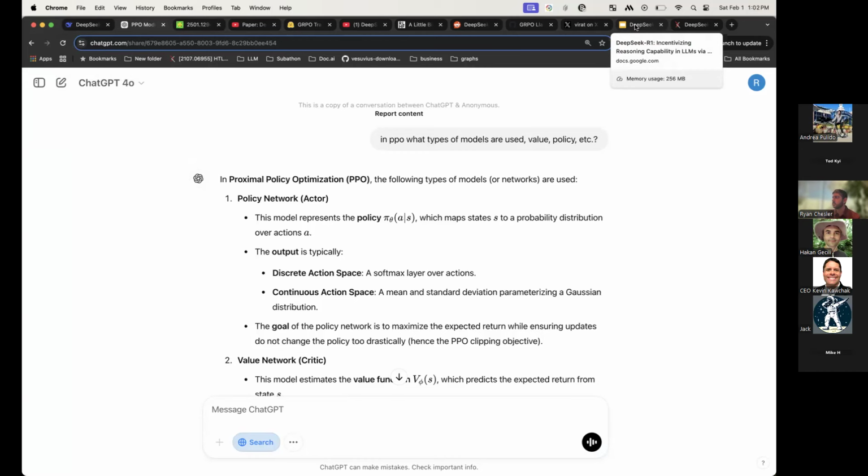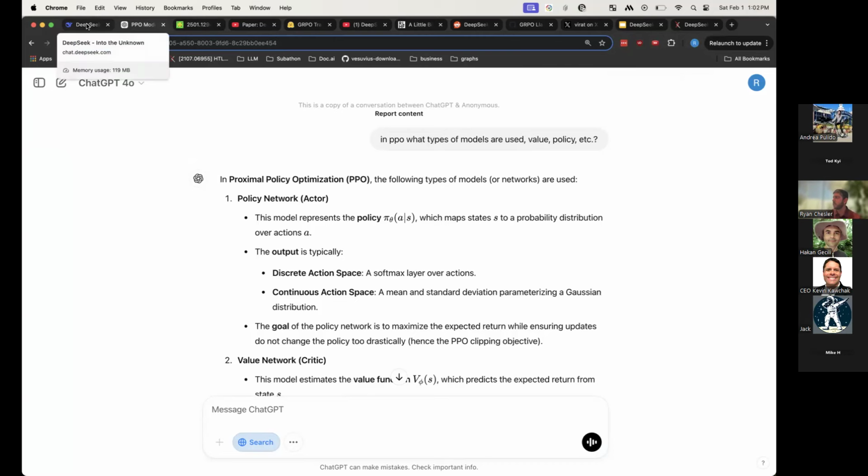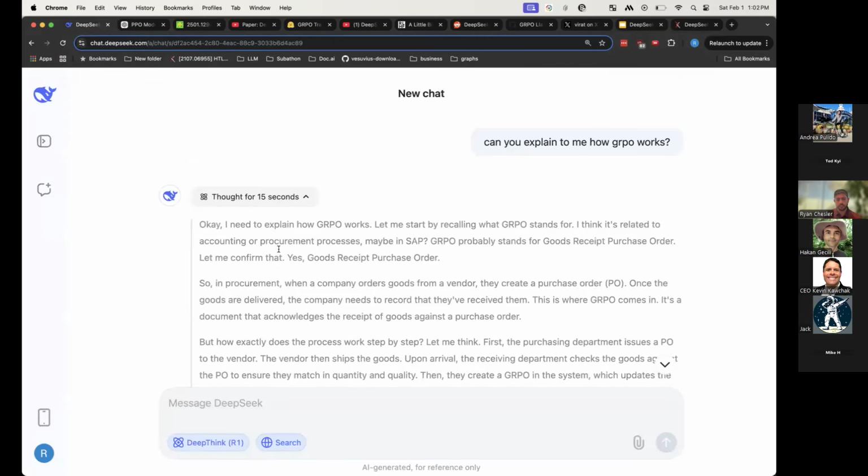Not yet. Yeah. Quick question, are you running on the 6 billion or the 70 billion? Were you running on a service or as a local model? Service. Yeah, this is the online service.